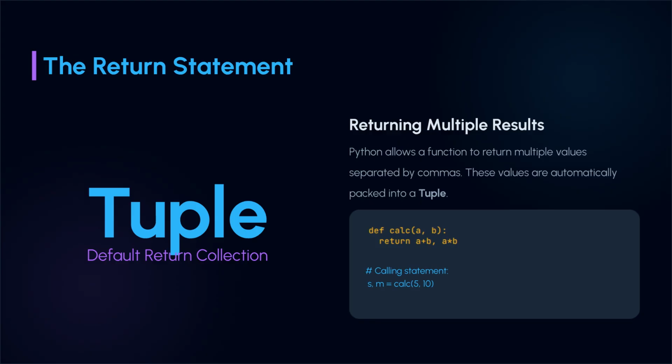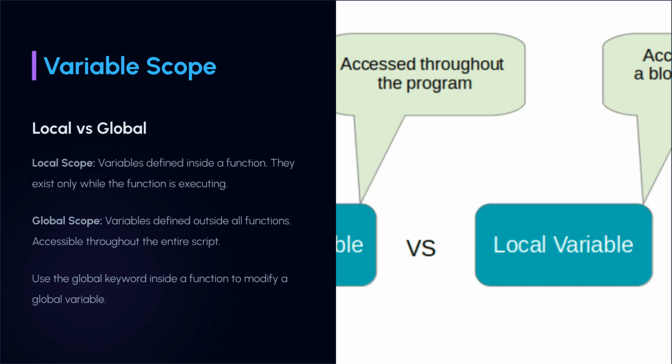The return statement is how a function sends a result back. If a function returns multiple values separated by commas, Python automatically packs them into a tuple, which serves as the default return collection. Variable scope defines where a variable can be accessed.